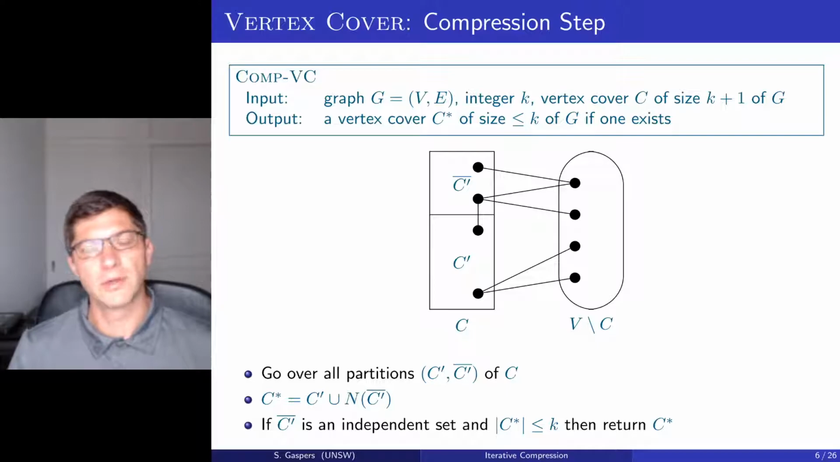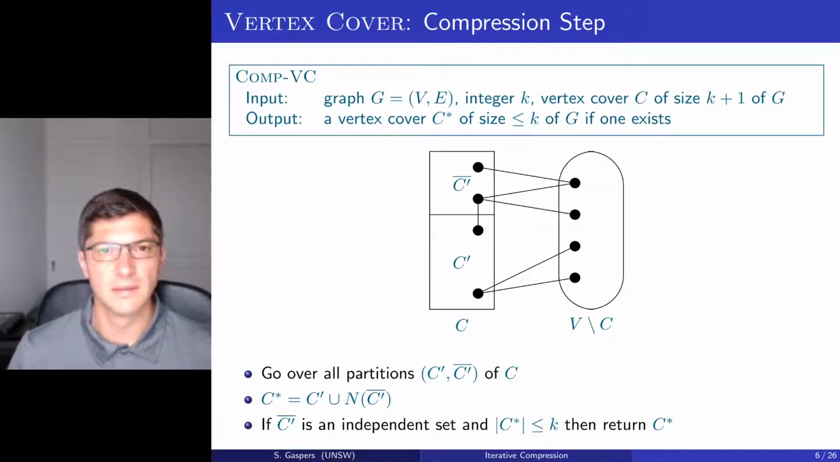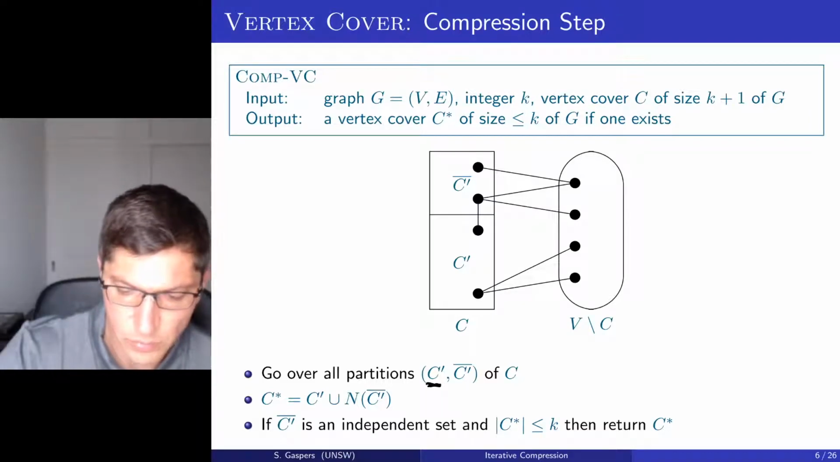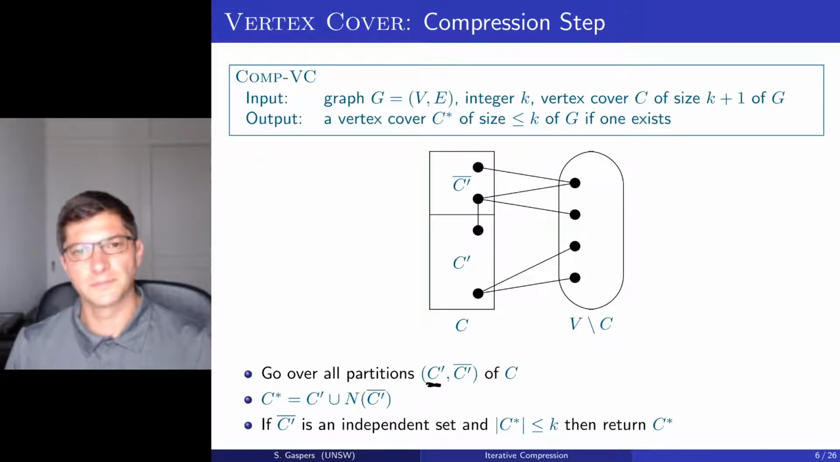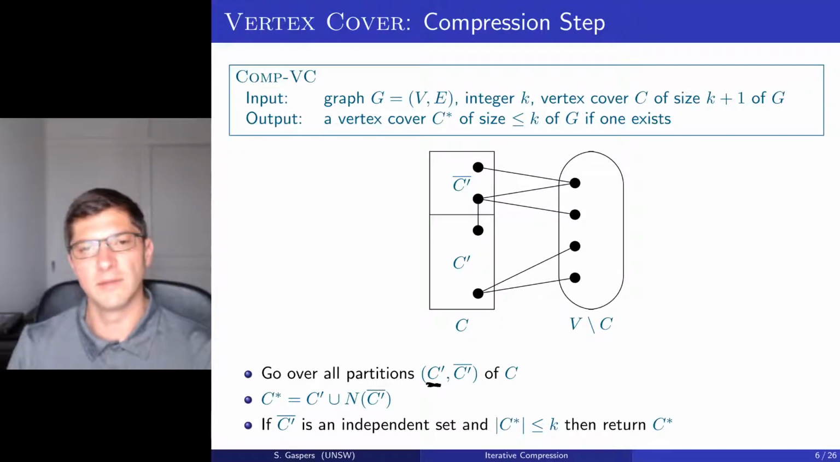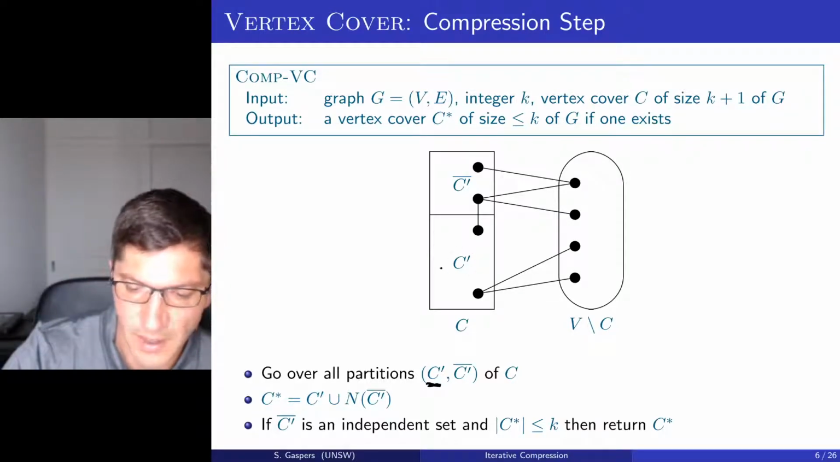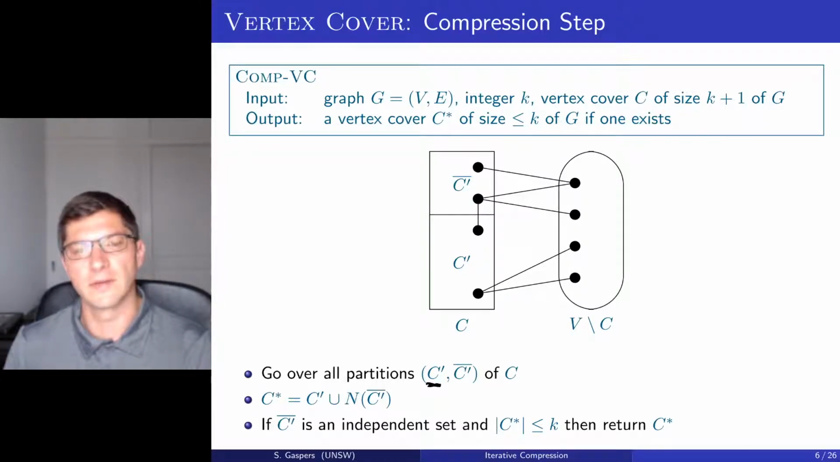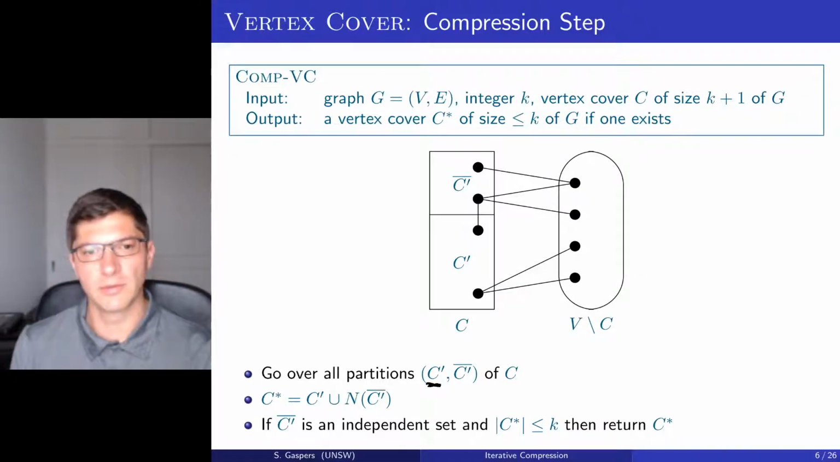And what we are going to do is guess the intersection between C and C star. By guessing, we mean that we go through all possibilities of how this intersection could look like. So what vertices are contained in the intersection of C and C star. C prime will be those vertices that are in this intersection. So we're going to go through all partitions of C into C prime and C prime bar. C prime are those vertices that will be in our new vertex cover C star, and C prime bar will be those vertices that will not be in C star. And once we go over all partitions of C, we have covered all possibilities.